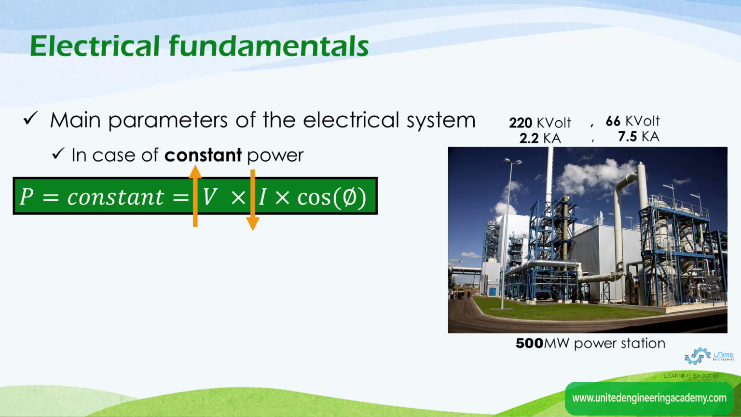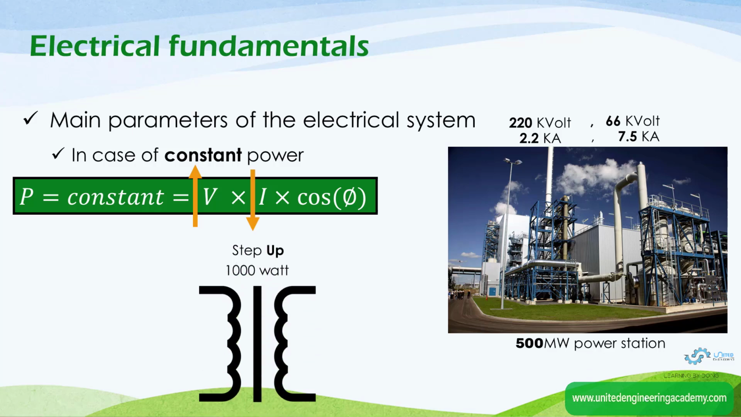Also, another example: if we have a constant power of 1000 watt and we transmit this power through a step up transformer, and the voltage at the primary coil is 10 volts with 100 ampere. Now if we step up this voltage from 10 volts to 100 volts, the current on the secondary will decrease to 10 ampere instead of 100 ampere on the primary side. So you notice that when the voltage increases, the current decreases, as we have a constant power condition.